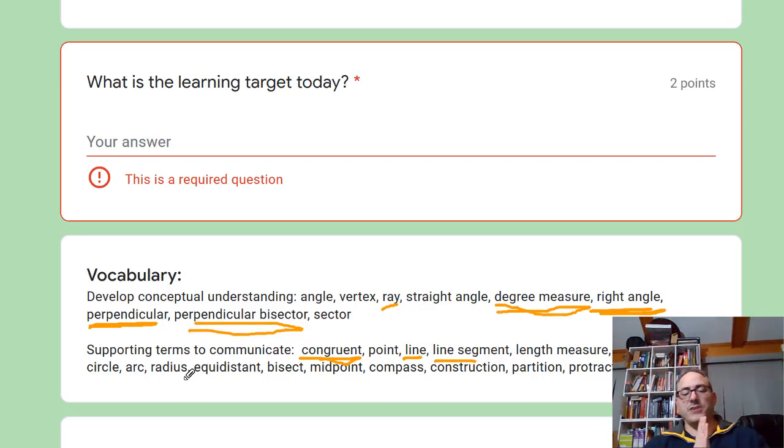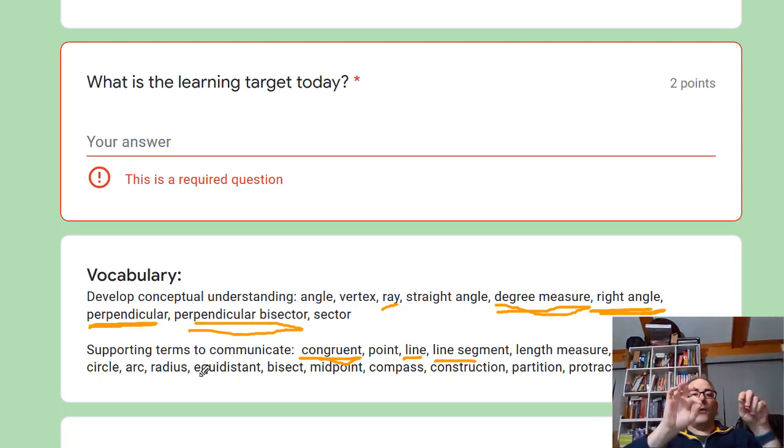All right. So we talked about line segment, circle, radius, equidistant. Equidistant means the same distance. So if two things are equidistant, that means they have the same distance from each other, right? Equal distance, same distance. Bisect means to cut in half. If you've ever heard of a dissection, dissection means to cut, and a bisection is to cut in two, right? To bisect. Midpoint. Midpoint is the point in the middle.